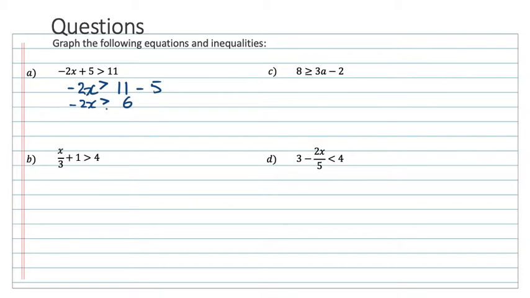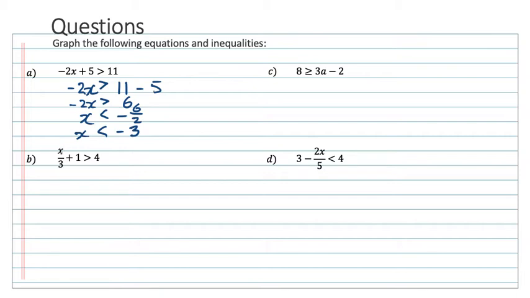Negative 2x is greater than 6. Dividing both sides by negative 2, we flip the sign. So rather than greater than, it's going to become less than. 6 divided by negative 2 is negative 3, so x is less than negative 3.